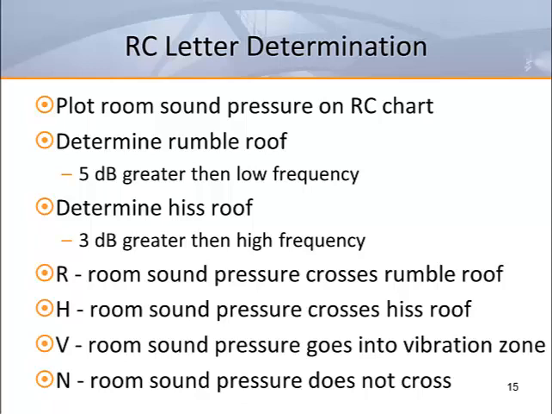Since RC is going to provide an indicator of tonal quality, we need to look at imbalances in both high and low frequency to determine what sort of spectrum we have. If the sound pressure in any low frequency octave band is more than 5 decibels higher than the speech interference level, the spectrum indicates rumble. If the sound pressure in any high frequency octave band is more than 3 decibels higher than the speech interference level, the spectrum indicates hiss. If no imbalances are found, we know that we found a nice balanced neutral spectrum. So let's look at some examples.